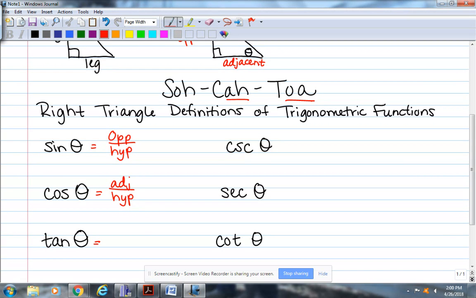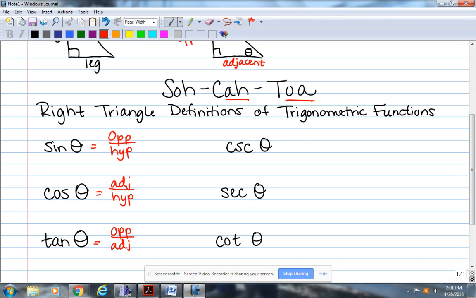Opposite over adjacent. Okay. So you can use SOHCAHTOA to get sine, cosine, and tangent. Well, these other ones are called the inverse trig functions: cosecant, secant, and cotangent.